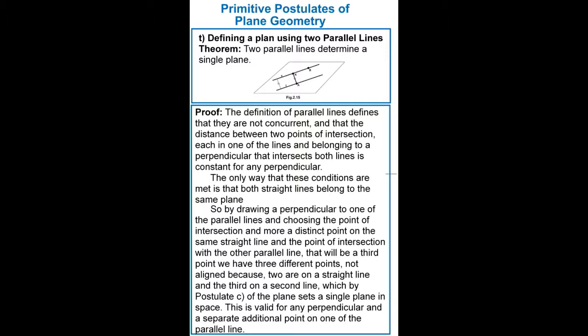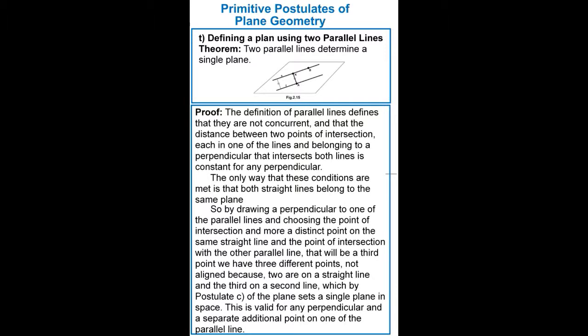The definition of parallel lines asserts that they are not concurrent and that the distance between 2 points of intersection, each point in one of the lines, belongs to a perpendicular line that crosses the 2 lines, is constant for all the transverse lines that have the same terms. These lines must belong to the same plane. So, drawing a perpendicular to one of the lines, this will determine 2 points of intersection. And marking another point in one of the lines, there will be 3 different and non-aligned points, K, A, and B. Those points are not collinear points.